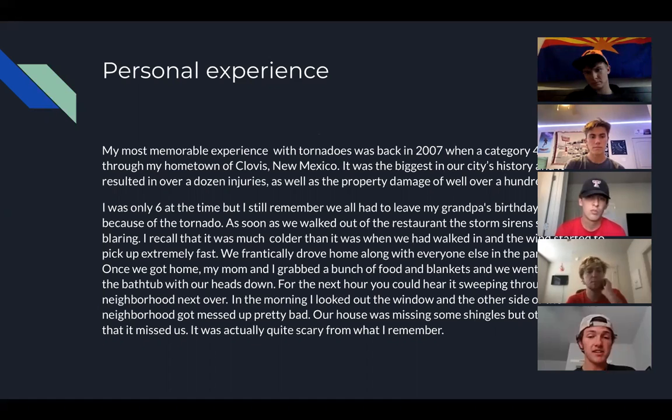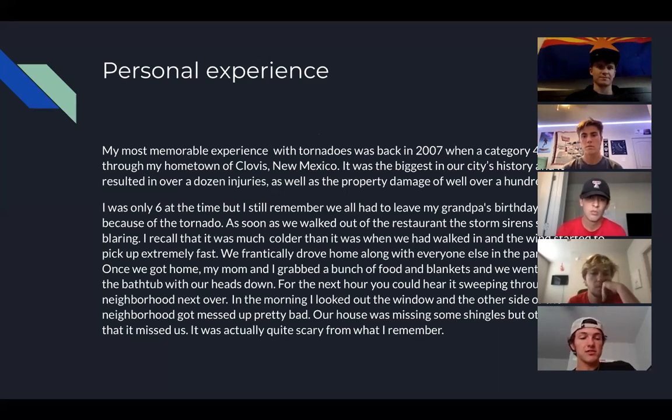I was 6 at the time, but I still remember we had Grandpa's birthday dinner because of the tornado. We walked out of the restaurant, and I could hear the storm sirens immediately. I recall that it was much colder than it was when we had walked in the restaurant, and the wind started picking up really fast. It was shaking telephone poles, trees, and we frantically drove home along with everyone else that was at the restaurant.